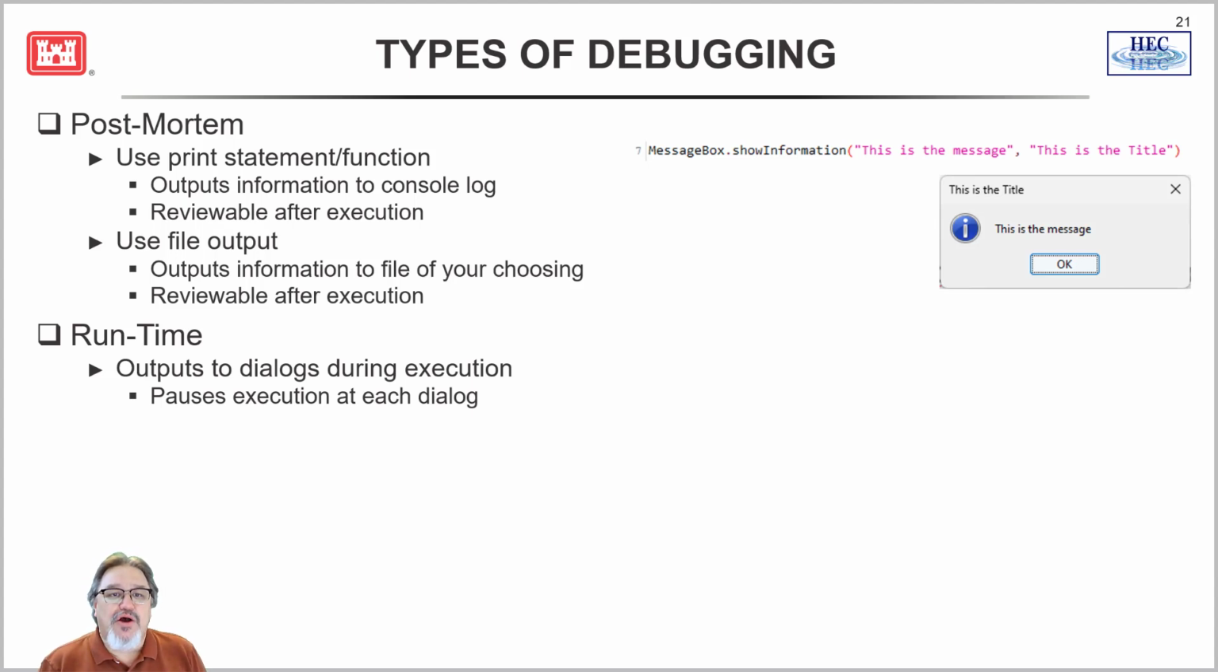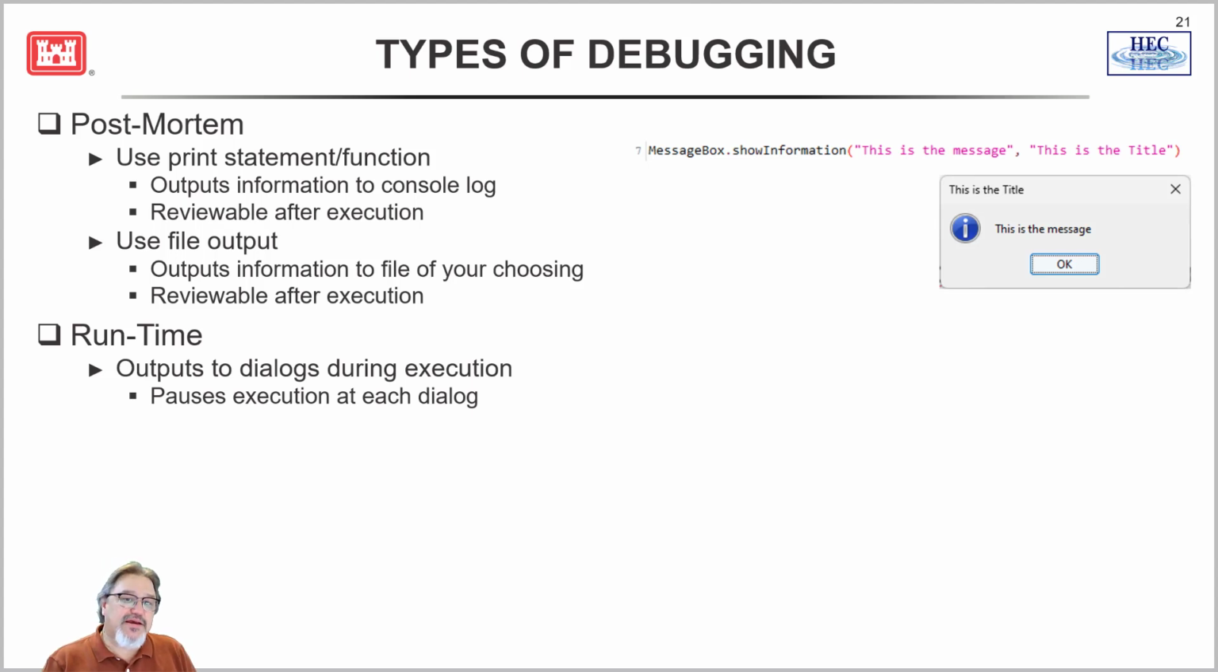Okay, in addition to postmortem debugging, we have runtime debugging. And this is really the same idea, except instead of just throwing stuff out to the console or to a file to look at later, you actually interrupt the execution of the script at certain points and say, hey, here's some information. And you use that information to determine what's going on.